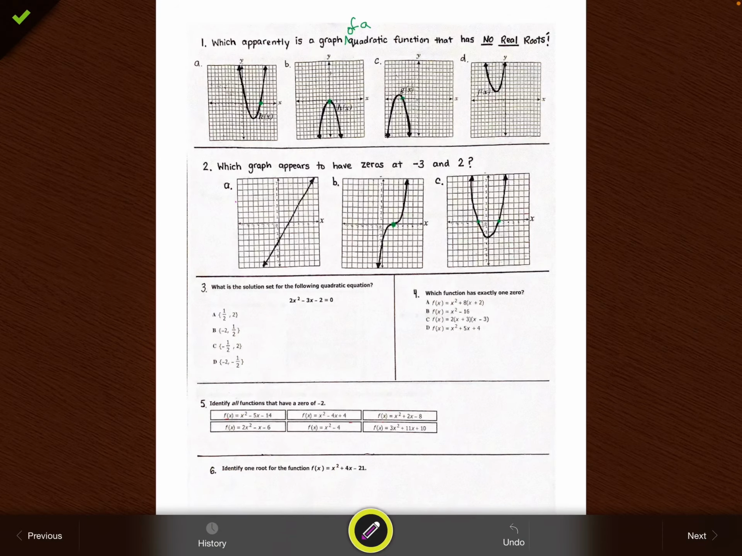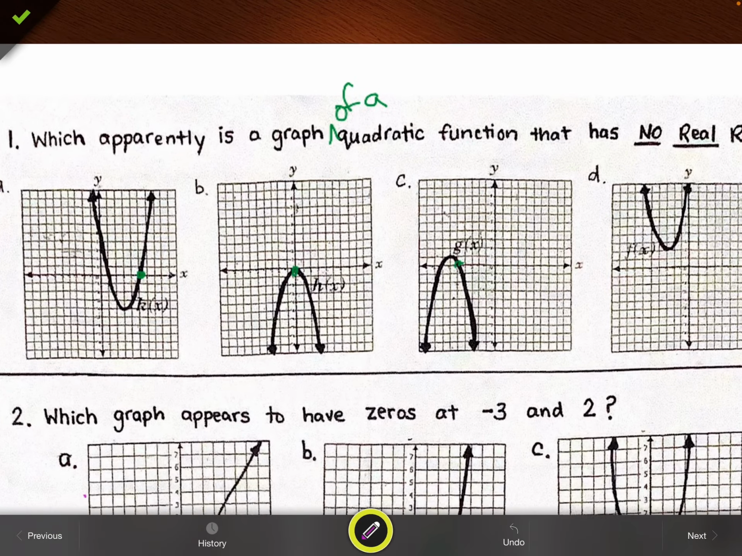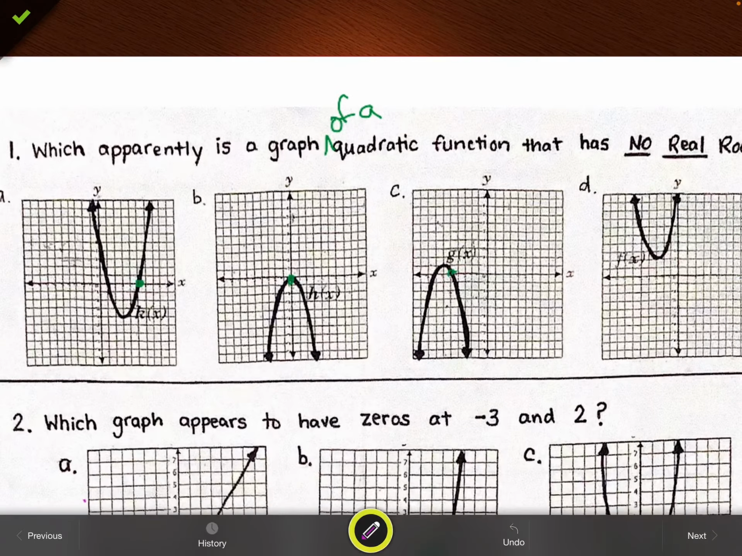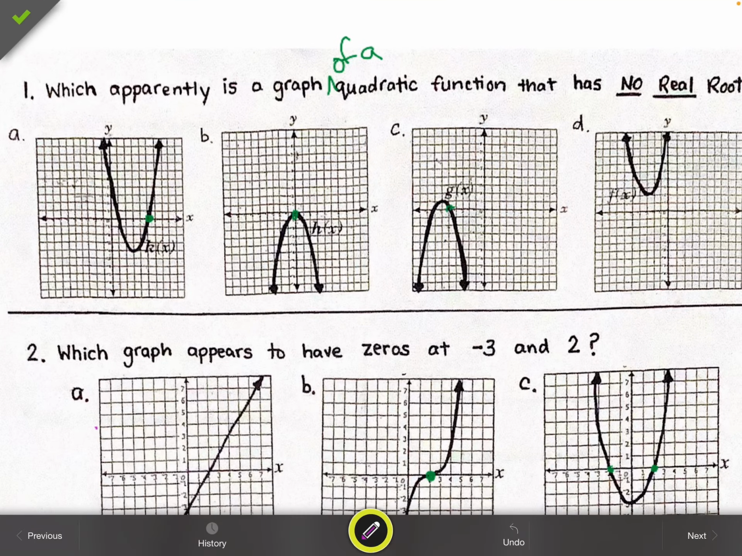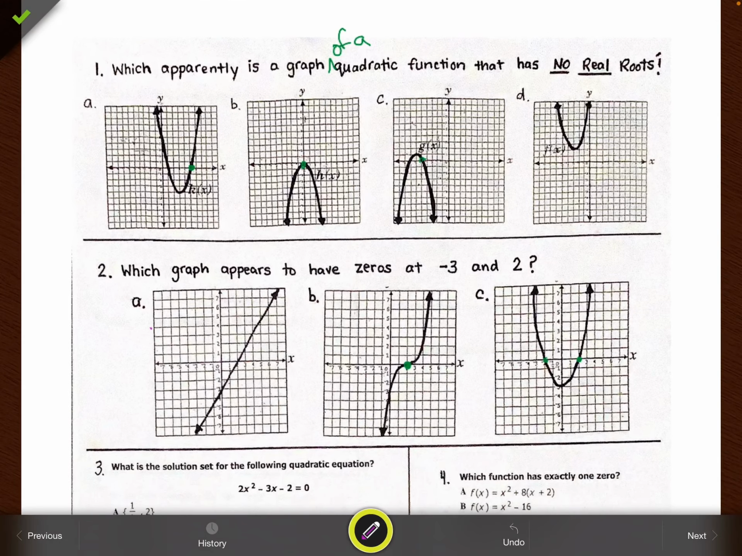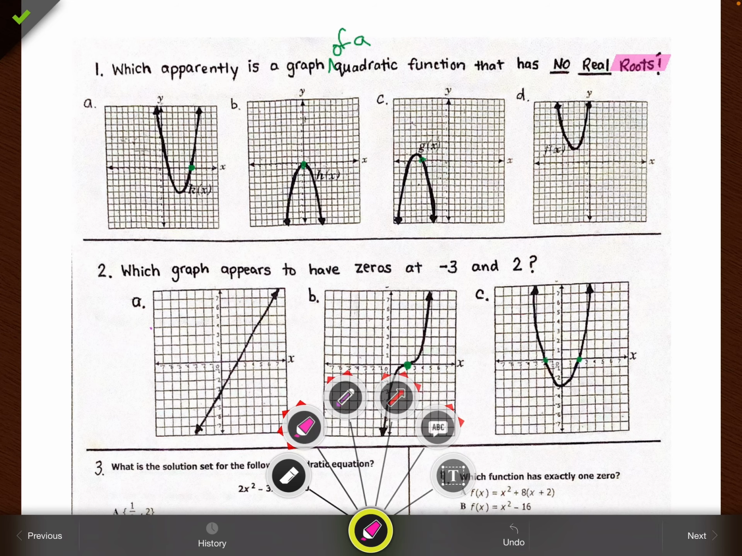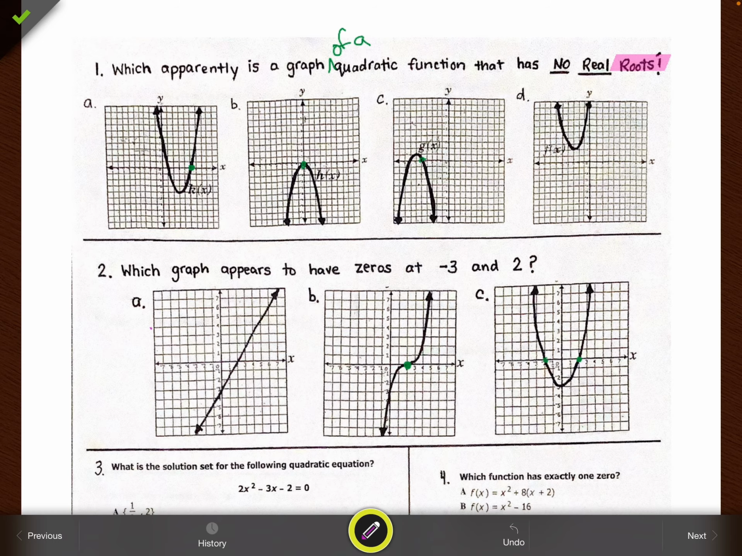All right, so let's look at some examples. Number 1 and 2, you've got to fix a few things, a couple of typos. So number 1, which apparently is a graph of a quadratic function that has no real roots. And when you get to Algebra 2, you'll start talking about imaginary and complex numbers. But what you really want to focus on, your keyword here, always be looking for keywords, is roots. As soon as you see that word, what should pop into your head is x-intercepts. So then you just have to start looking at your graphs.